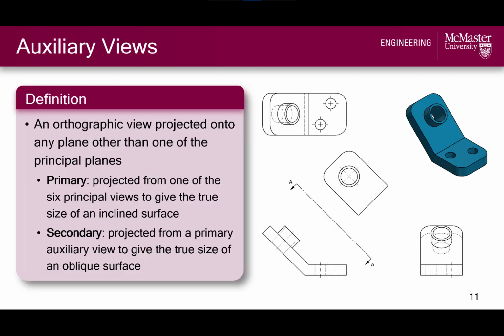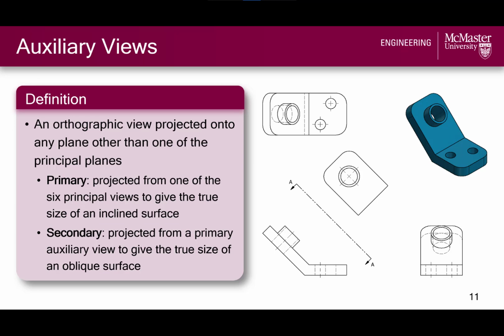An auxiliary view is an orthographic view projected onto any plane other than one of the principal planes. More specifically, we need this new plane to be parallel to the inclined or oblique surface for it to be seen to its true size. There are two subcategories of auxiliary views.